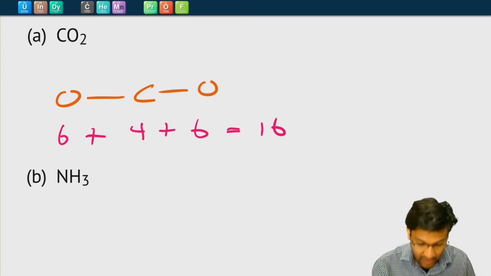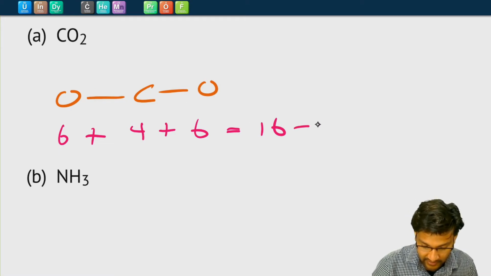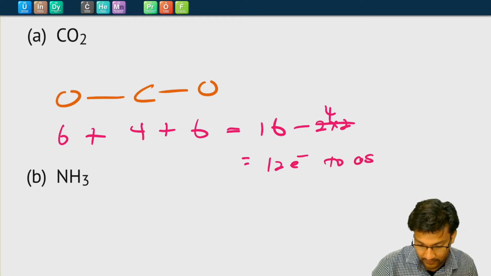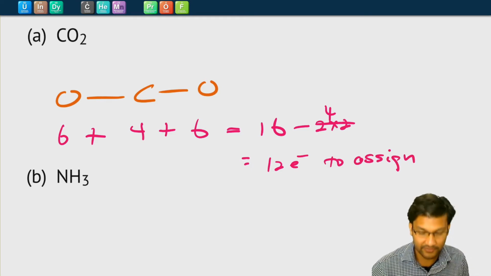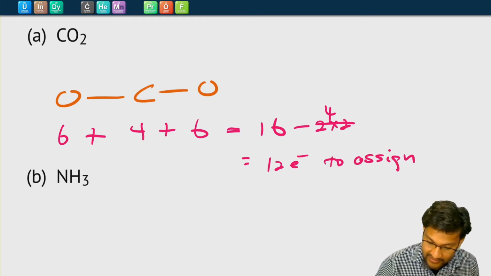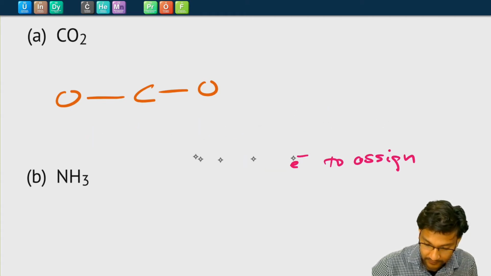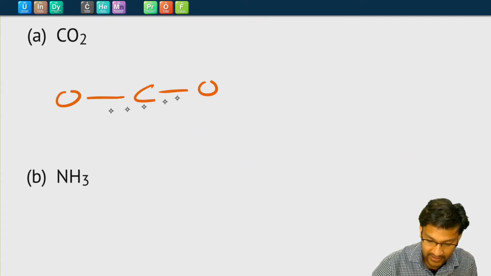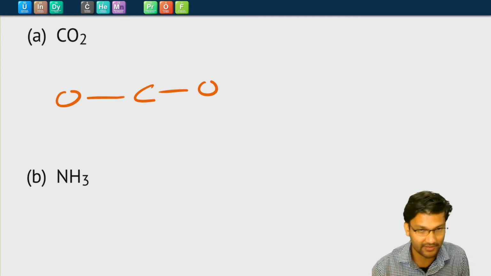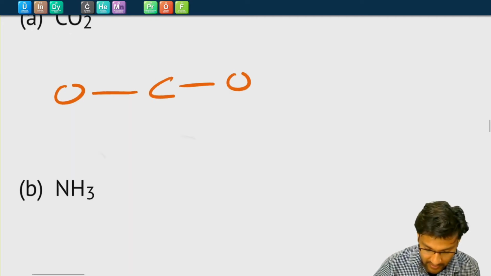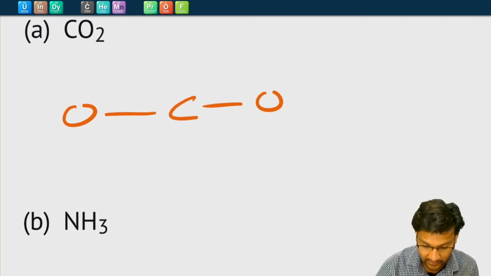But we already drew 2 bonds here in the skeletal structure. Each bond is 2 electrons, so we need to minus these 2 times 2, 4 electrons. So we have 12 electrons left over to assign. So let's start assigning these 12 electrons to these atoms using dots, right? Because we know that dots are how we draw electrons in Lewis structures.